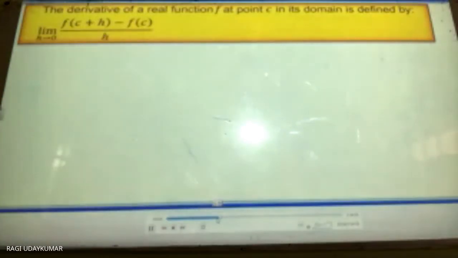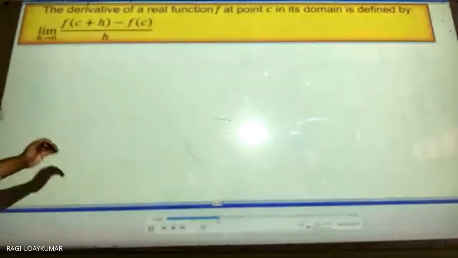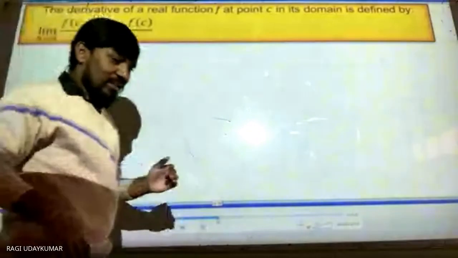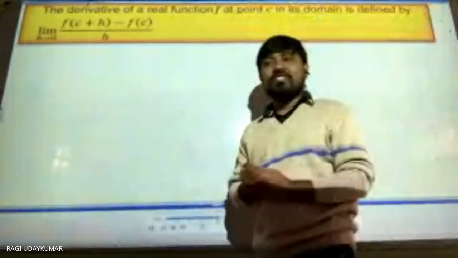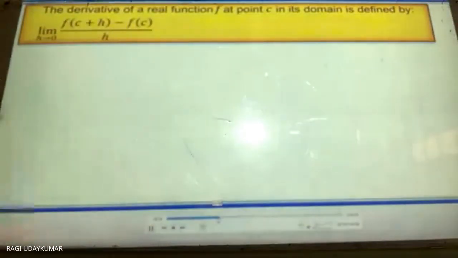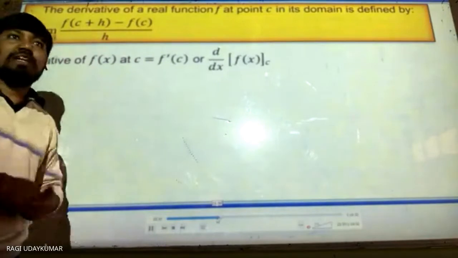Now let us define the derivative of a function, which is very important for you. With the help of this only, the derivation. Most of the students already know the derivation formulas. Whenever I ask d by dx of sin x, you say cos x. You have learned these already using the first principle in the 11th class.